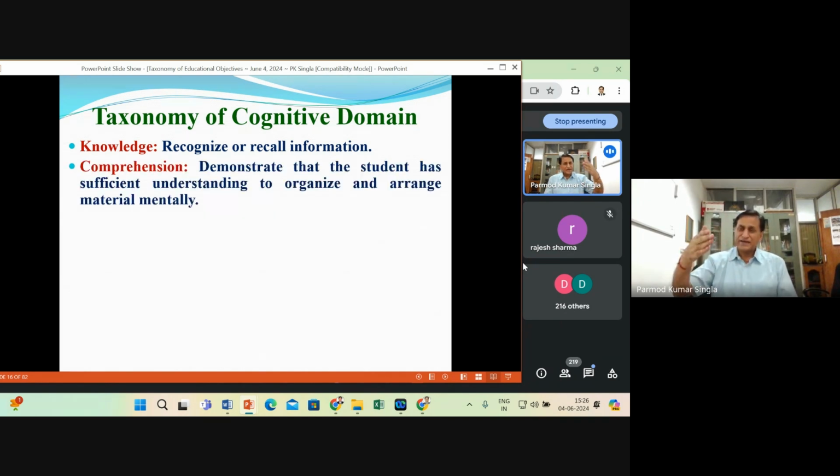The second level in intellectual capability is comprehension. He is able to mentally arrange the information and understands also. Since all of you, or most of you, know the taxonomy very well, knowledge and comprehension, and higher levels also, we will come down to that.